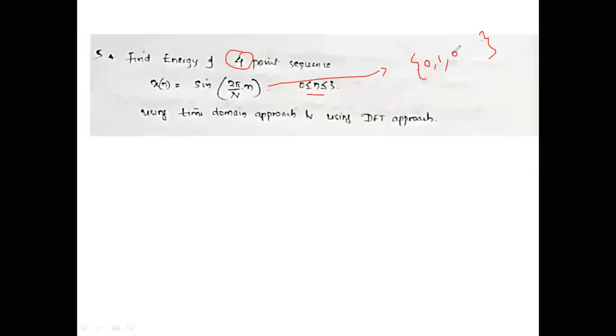Then n equal to 3. 2 pi divided by 4 into 3. 2 pi divided by pi by 2 into 3. What's the number?